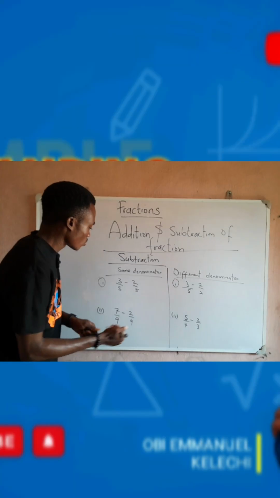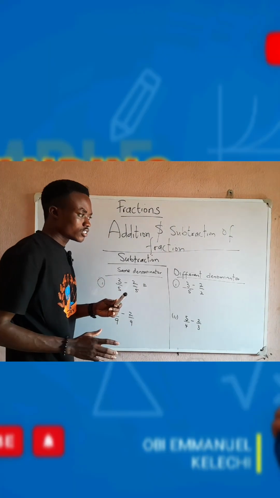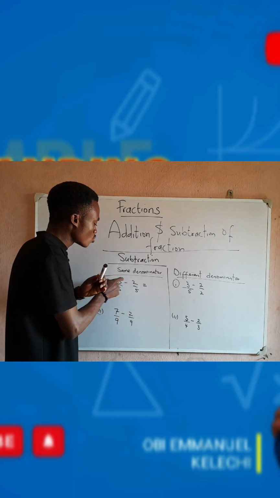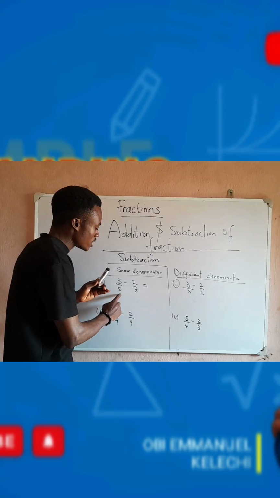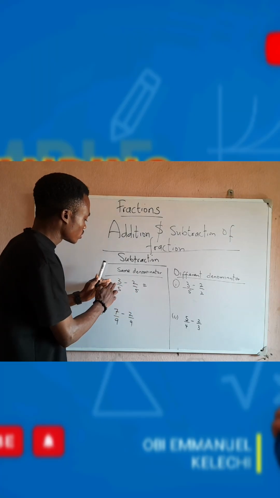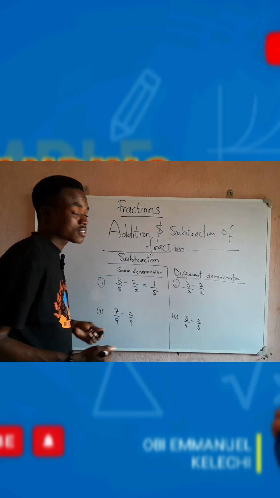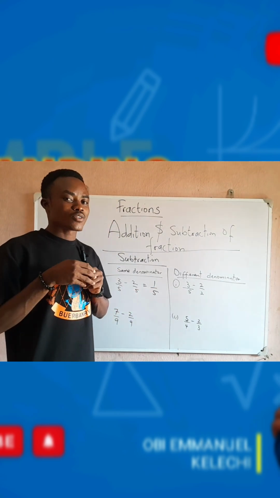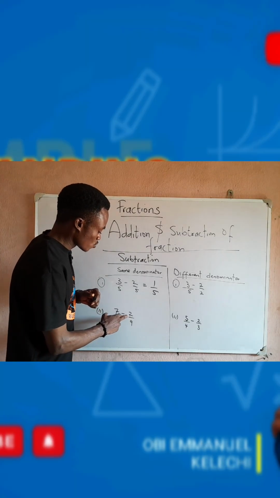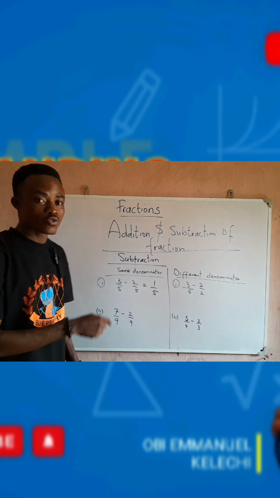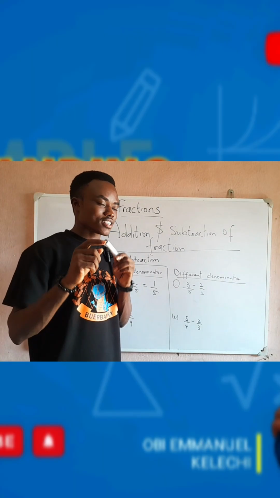So for the same denominator, since it's the same denominator, it is only the numerator you are going to work on. So 3 minus 2 is equal to 1 over 5. And that's it. So you that is watching me now, I want you to try this: 7 over 9 minus 2 over 9. I want you to try it, and drop your answer in the comment section.